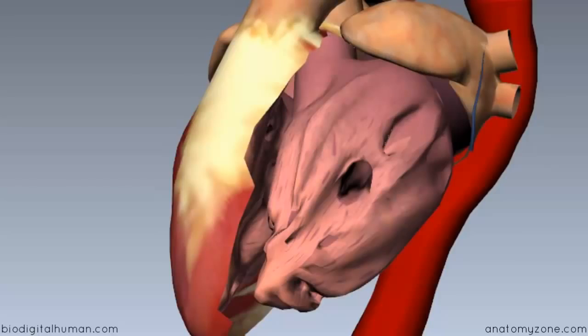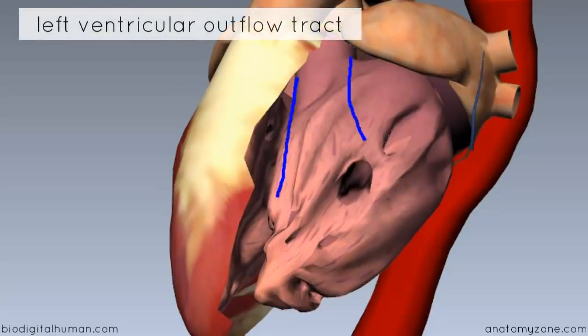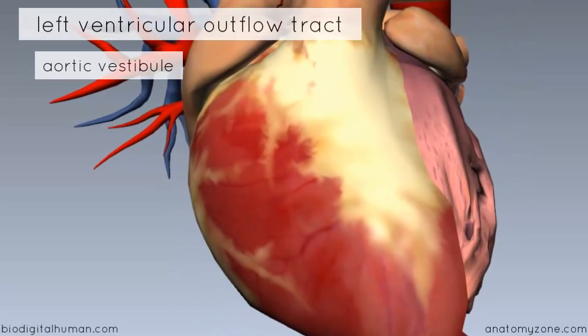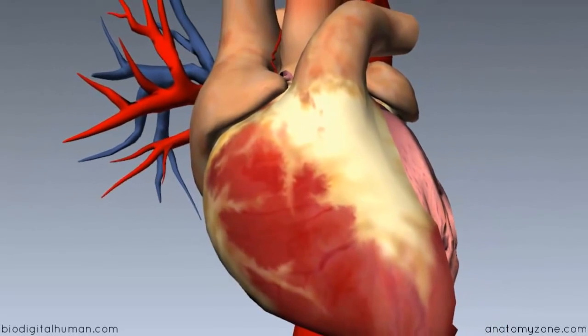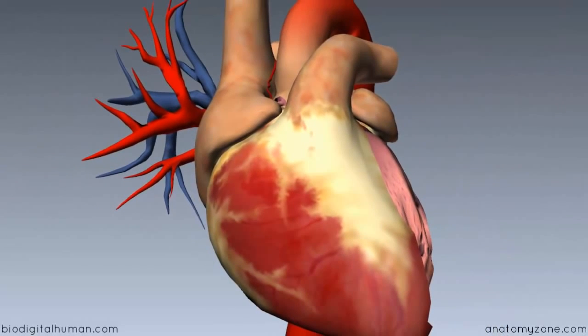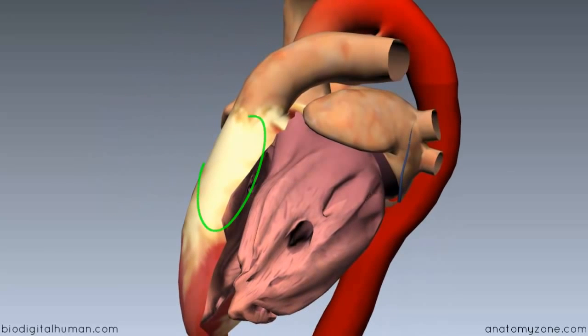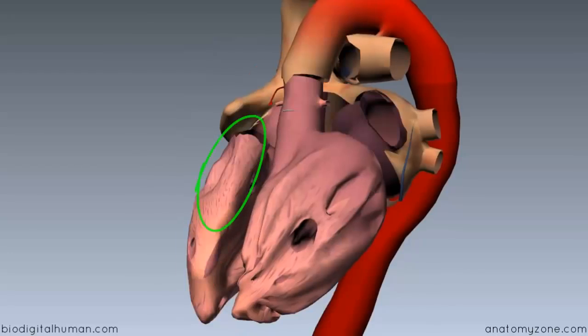So when blood is pumped out of the left ventricle, it ascends through this outflow tract, this left ventricular outflow tract, which is known as the aortic vestibule. This outflow tract is continuous with the ascending aorta above. And if I rotate the model round, you can see the relationship of the aortic vestibule to the right ventricular outflow tract. So the right ventricular outflow tract here sits anteriorly to the left ventricular outflow tract.